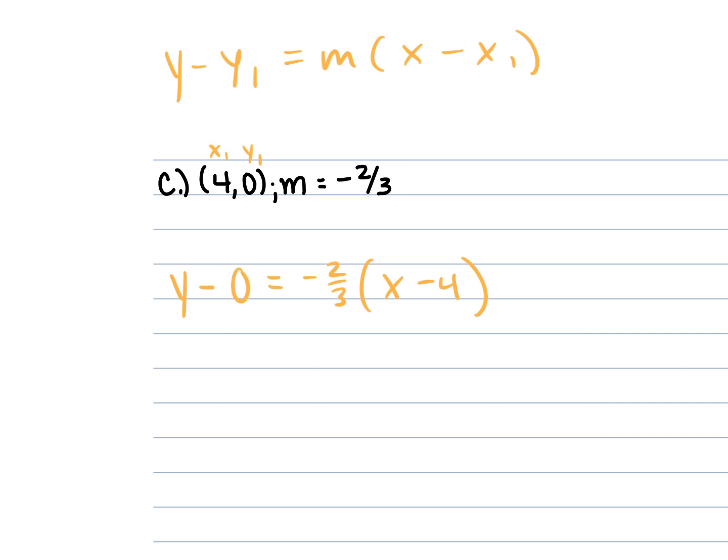How? Awesome. We don't put the minus 0. It would just be y. So it would be y is equal to -2/3 times x minus 4.